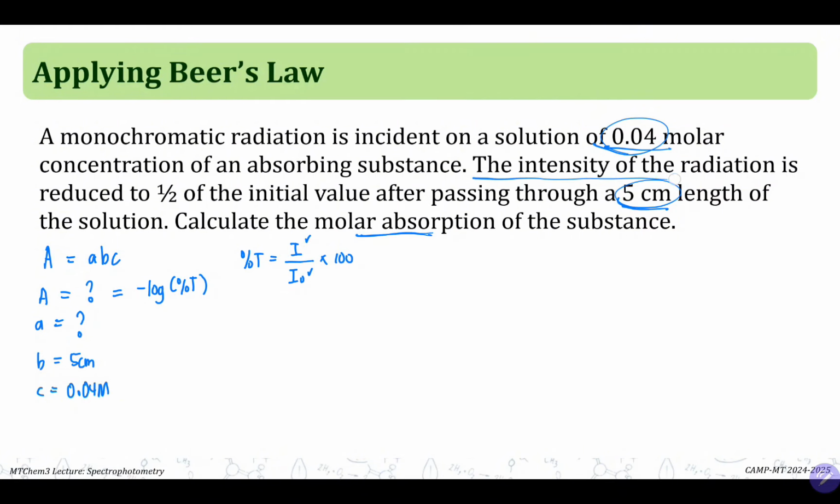And since meron siyang sinabi dun sa second sentence na, the intensity of the radiation is reduced to 1/2 of the initial value, meaning to say, from your incident light towards your transmitted light, at full capacity of 100%, na-reduce daw siya into 1/2. Ano ba ang 1/2 ng 100? That is 50%. So we can now assume that the percent transmittance is equal to 50 divided by 100. Ma-omit na yung 100%, guys, kasi yun yung in-assume natin for your incident light.